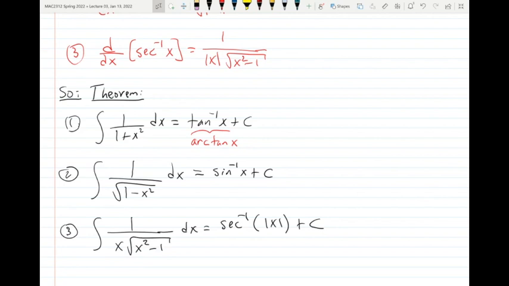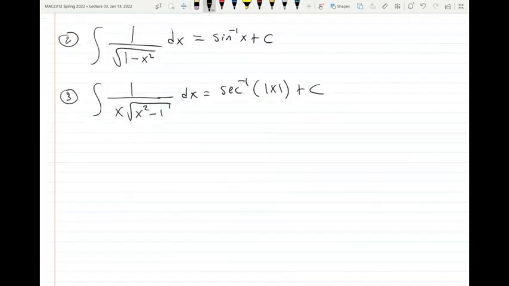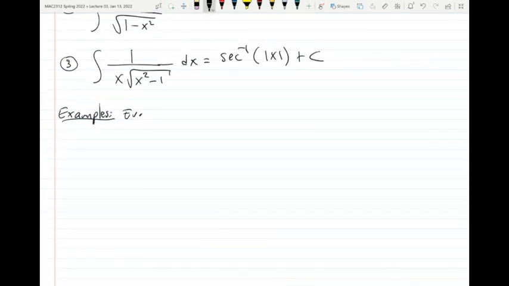Questions? Okay, so then let's do examples. So evaluate. And let's see, let's use this idea to calculate the following integral: 1 over 2 plus 9x squared. Let's try to evaluate this integral. All right, so how do we do something like this? Anybody has an idea? What do we do here?